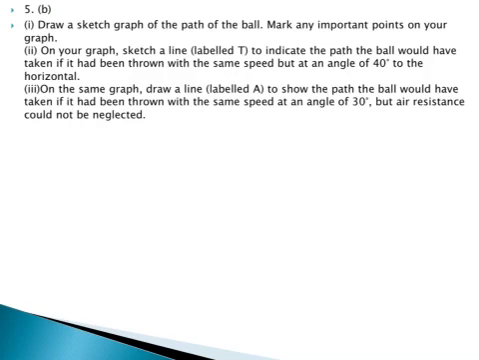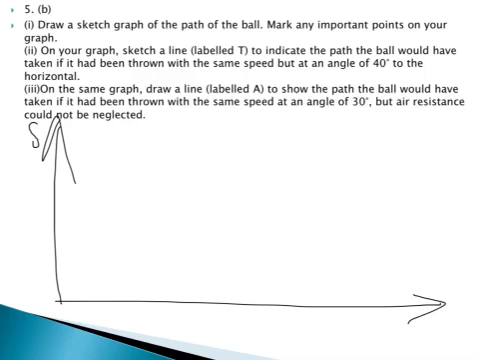So this brings us to 5B, the last question of this video. Draw a sketch graph of the path of the ball and mark any important points on your graph. Question 2 is asking us to do the same graph, but with an angle of 40 degrees initially, with the same speed of 24. And then on the same axis again, we're supposed to do another one labelled A, which would show us the effect of air resistance on the original 30-degree angle vector. So with those three things in mind, we need to make enough room to do this. We're going to call this vertical displacement s, and we'll call this horizontal displacement x.